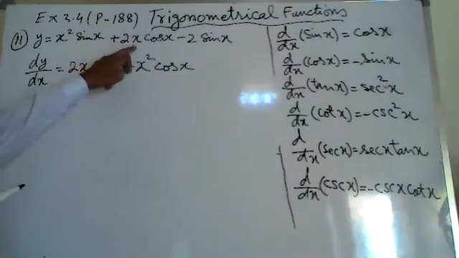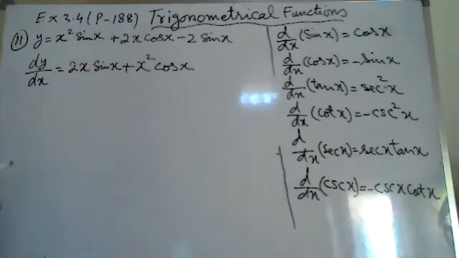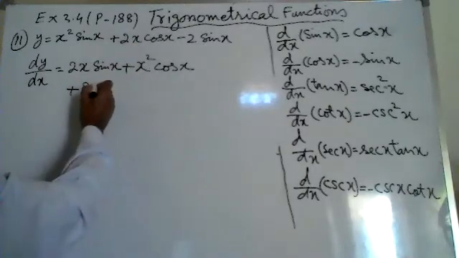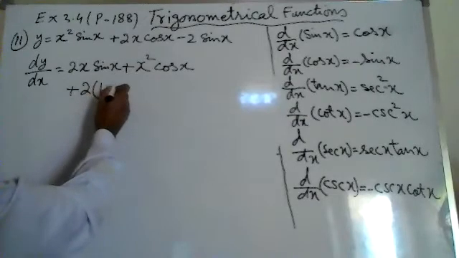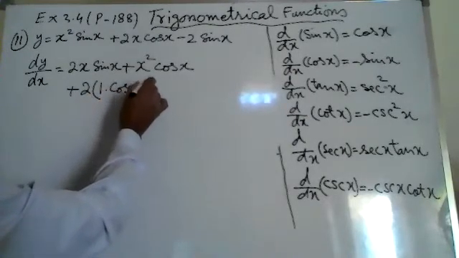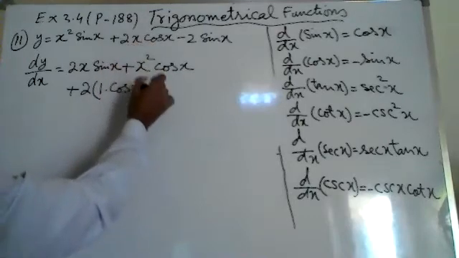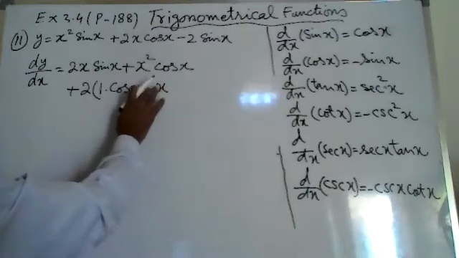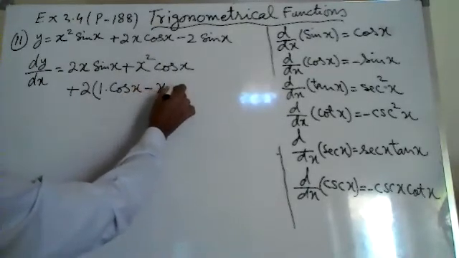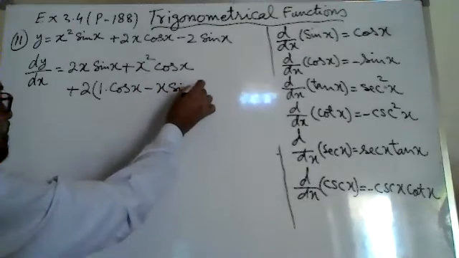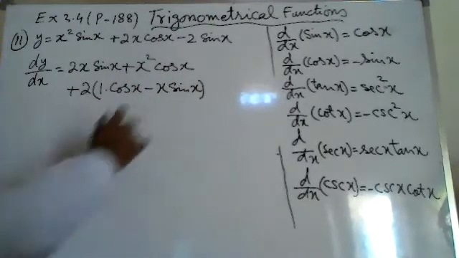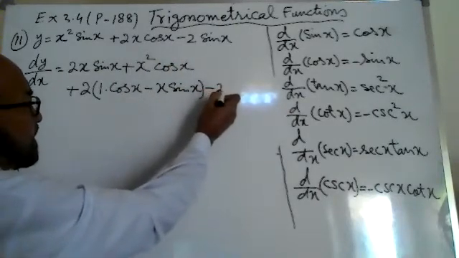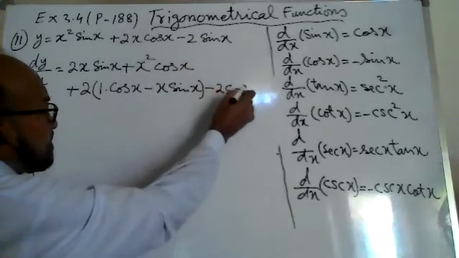Here also there are two functions, x and cos x. So plus 2 is constant. The derivative of x is 1 into cos x, plus x will remain as it is. Derivative of cos x will be minus sin x. So minus will come over there and sin x. Now the third term, there is only one function, minus 2 is constant. The derivative of sin x will be cos x.